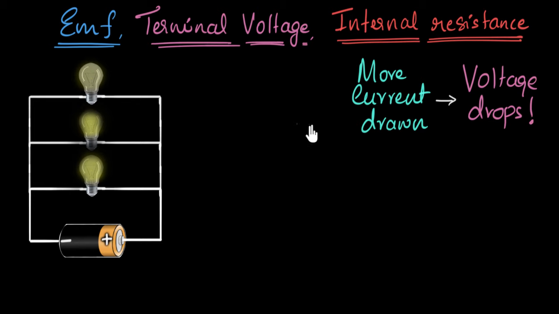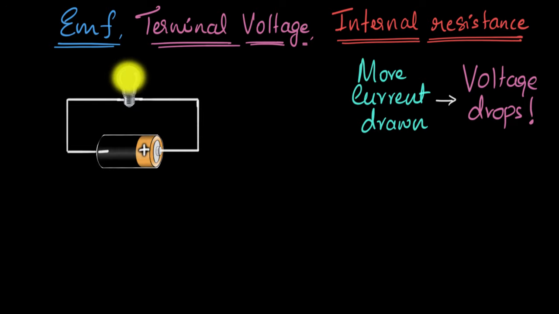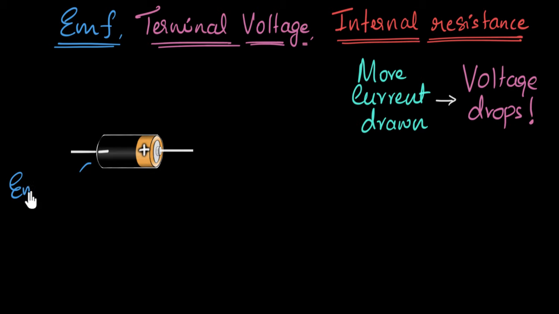And to answer this question, we need to understand exactly what EMF, terminal voltage and internal resistance are. So let's look at just one battery and a bulb. So let me get rid of this. And let's bring in just one battery and a bulb. And start with the question of, let me just get rid of the bulb for now. Let's start with the question of what is the meaning of EMF? Well, EMF is the number that's written on the battery, like 1.5 volt or 9 volt. Let me just write that down. So that is the EMF.